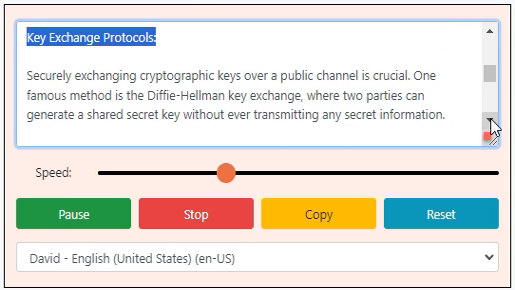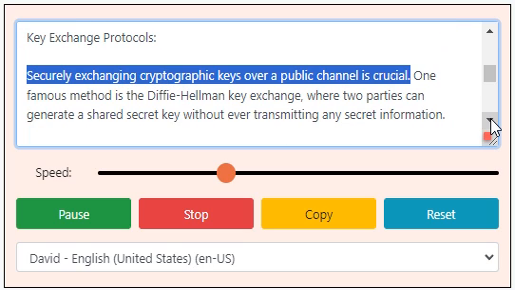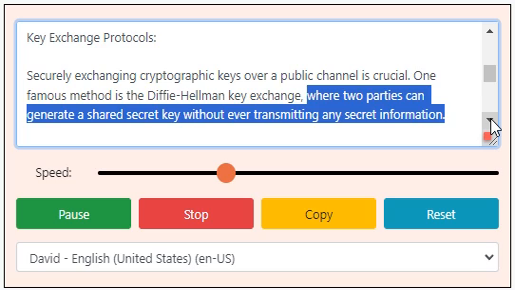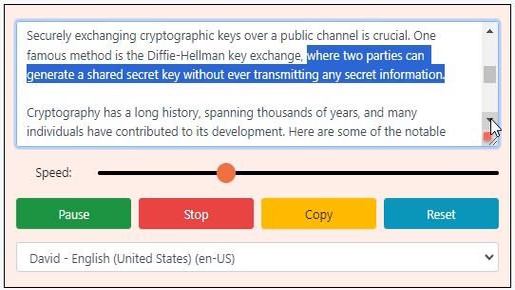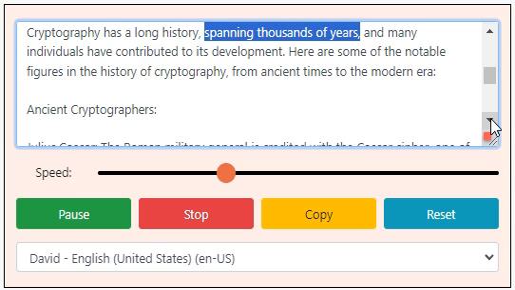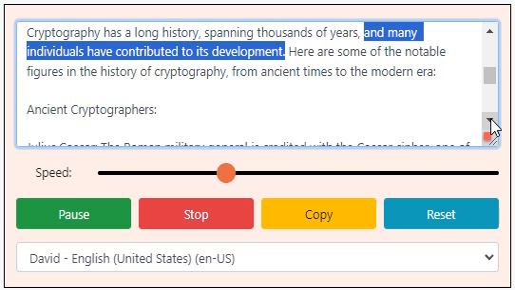Key exchange protocols. Securely exchanging cryptographic keys over a public channel is crucial. One famous method is the Diffie-Hellman key exchange, where two parties can generate a shared secret key without ever transmitting any secret information. Cryptography has a long history, spanning thousands of years, and many individuals have contributed to its development.